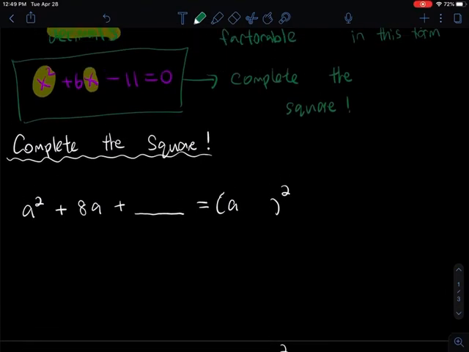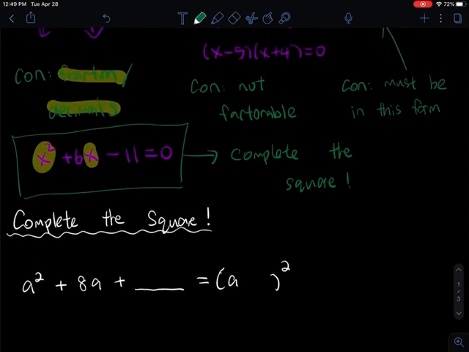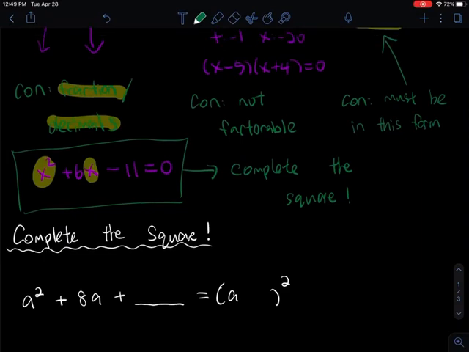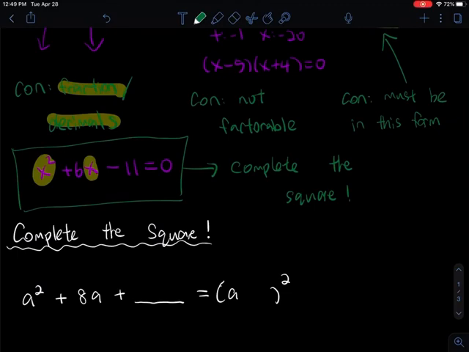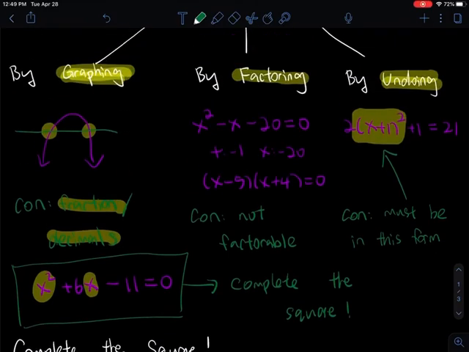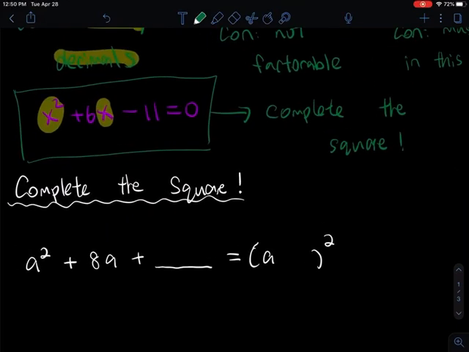What complete the square is, is turning an equation or an expression from a form that we don't like into a form that we can solve by undoing. So we want to turn our equation into a new equation that we can then solve by undoing. Okay, so let's take a look at some examples.